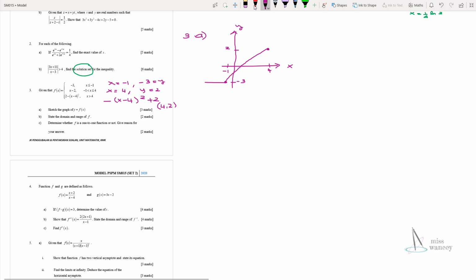(4, 2). So (4, 2) is somewhere here. And then this is for x greater than 4.